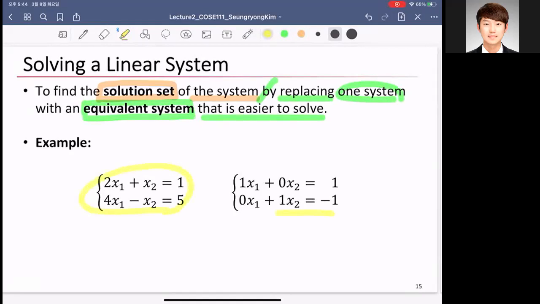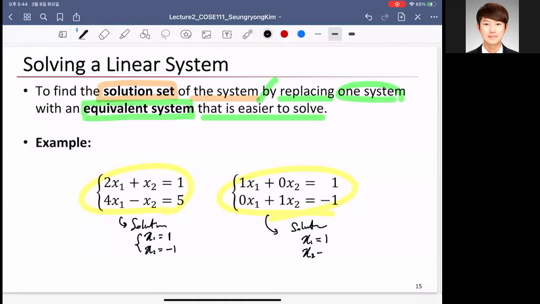Okay, here's the one linear system. Here's another example. Another linear system. Okay, the solution of the first linear system is x1 is equal to 1, x2 is equal to -1, right? And the solution of the second linear system is x1 is equal to 1 and x2 equal to 2 as well, right? So in here, we can say that these two linear systems are equivalent system, or this second system is the equivalent system of the first linear system, right?